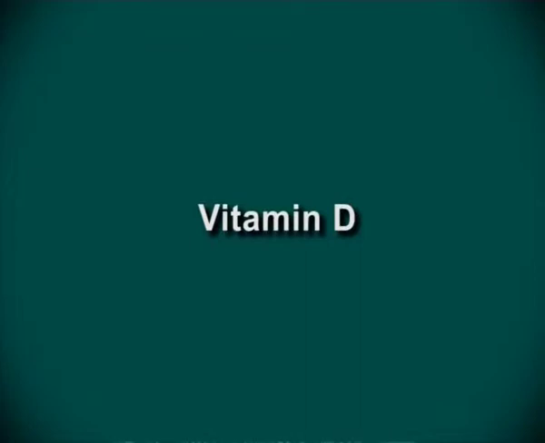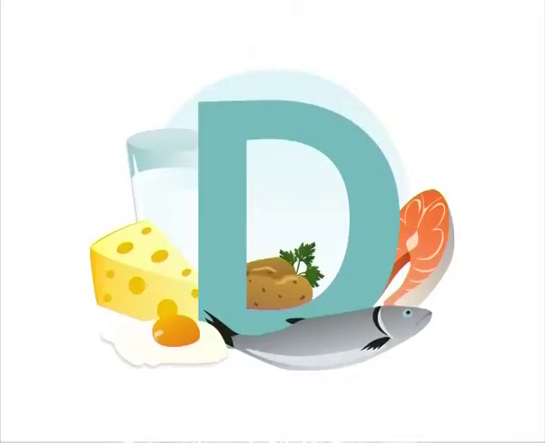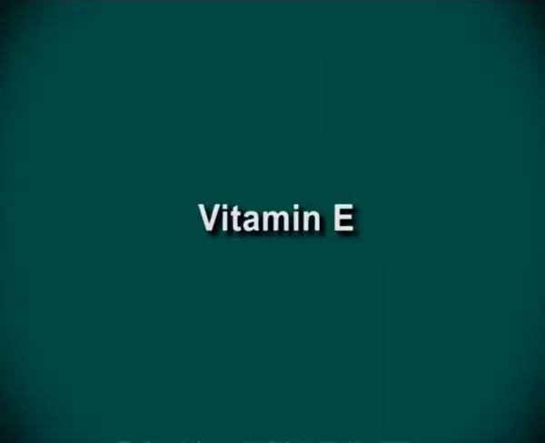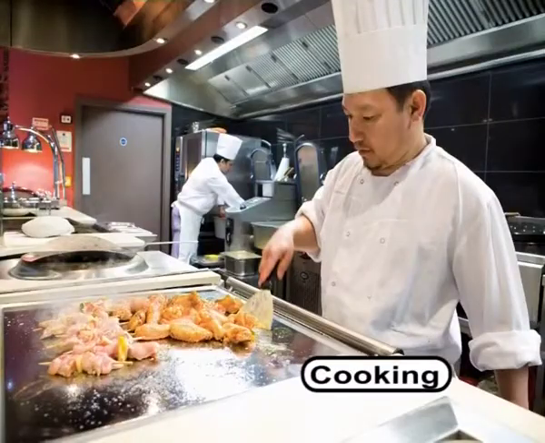Vitamin D. It is sensitive to oxygen and light. In the presence of mild acid, vitamin D undergoes isomerization. Vitamin E. Tocopherols are alkaline sensitive and their vitamin activity is destroyed by oxidation. Cooking and food processing may destroy vitamin E to some extent.